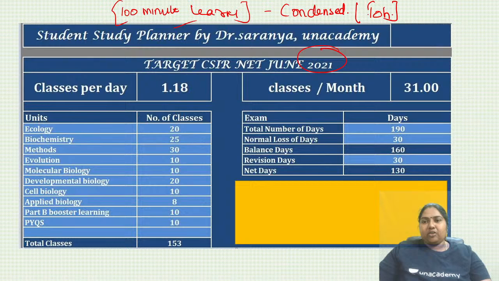If you are with us at Unacademy Plus, then you need not worry, because I'm going to take care of all the notes making for you, and you simply have to take notes from the lectures, right? Ecology will take 20 classes. I'm taking ecology, biochemistry, methods, evolution, molecular biology, developmental biology, cell biology, applied, and then for Part B I'm doing a separate booster plan, and PYQs. You will require a minimum of 130 days, because 30 days I put for revision, and 30 days for general loss, like when you go for a function, have a weekend, want to relax, or a festival, so leave away 30 days.